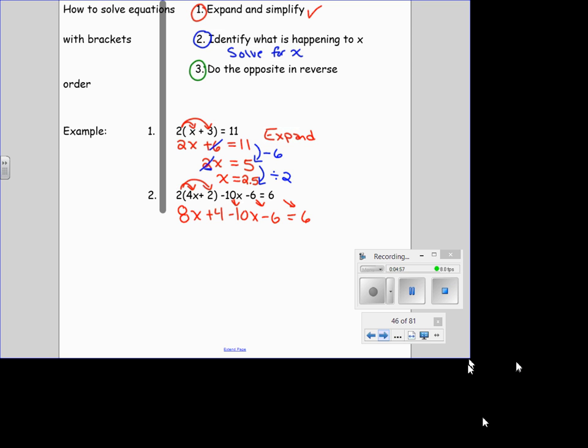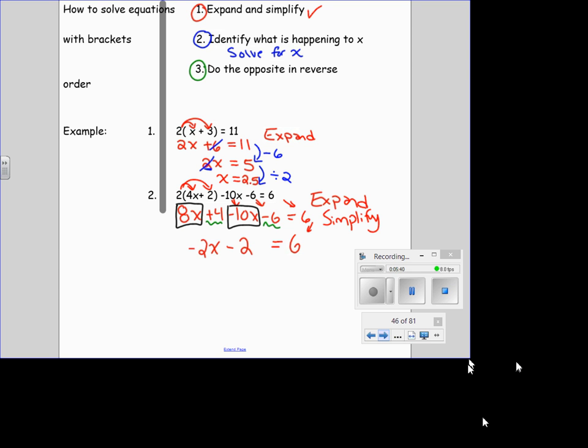What you'll notice, though, is that I expand, but the second step is to simplify. Before I begin to solve, I need to combine my like terms. So my like terms here happen to be 8x and negative 10x. If I put those together, I'll get negative 2x. And then I also have positive 4 and negative 6. So that goes together: positive 4 minus 6, or plus negative 6, is negative 2. And then I bring down the 6. I didn't do anything to that.